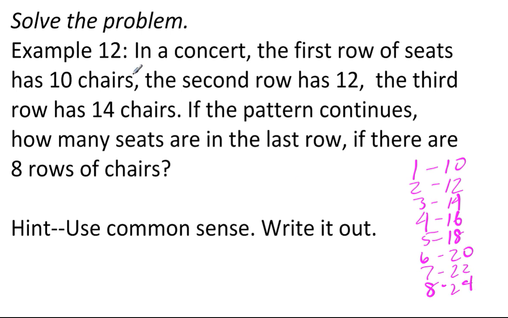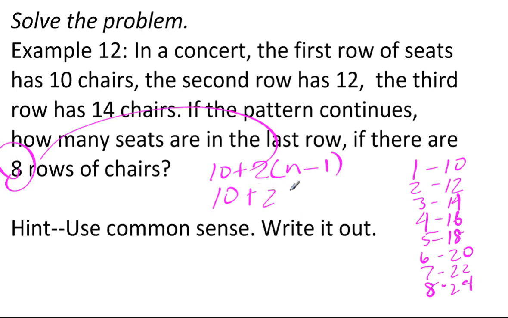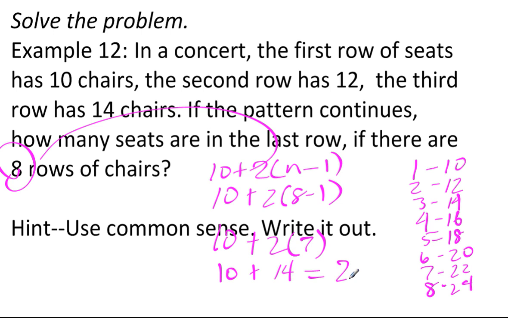Or if we want to use our pattern here, the first one is 10. We're going up by 2 every time, and n minus 1. So what's my n going to be? 8. So we can throw that 8 in there. 10 plus 2 times 8 minus 1. So that's going to be 10 plus 2 times 7. And 10 plus 14 obviously equals 24. Same number we got down there.